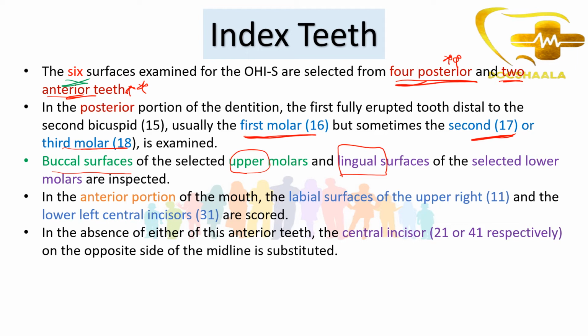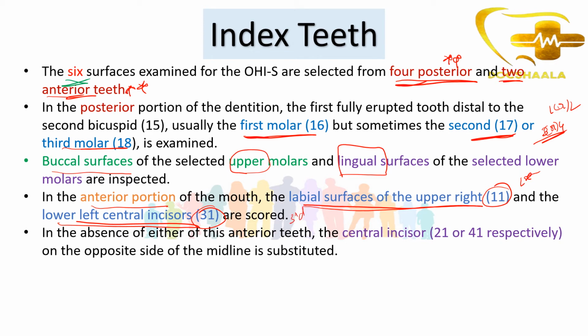In the anterior portion of the mouth, the labial surfaces of the upper right 1/1 and the lower left central incisor 3/1 are scored. Here they don't give any right or left directions like in the posterior region, right? There it can be the first or second quadrant in the maxilla, or the third or fourth quadrant in the mandible. But when we come to the anterior portion, it is specifically the upper right, that is 1/1, first quadrant in the maxilla, and the third quadrant in the mandible.